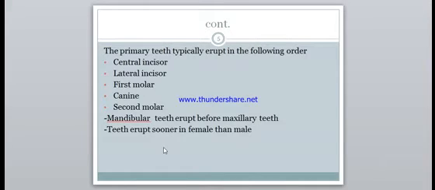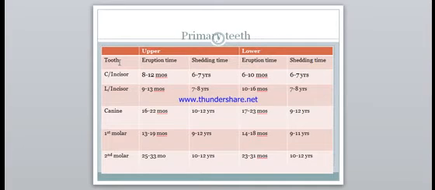Teeth erupt sooner in females than males. This is the order of eruption. Central incisor, the lower, is first to erupt, at 6 to 10 months, then followed by this upper one.